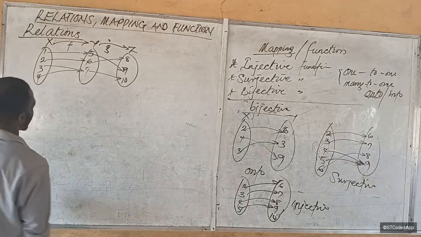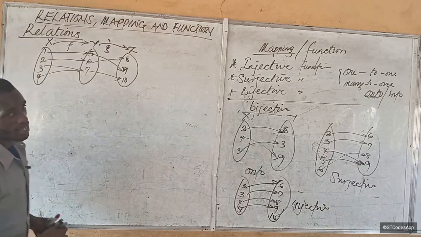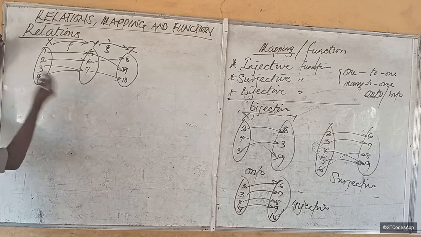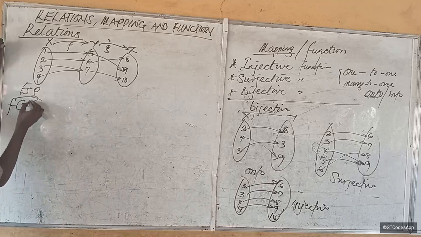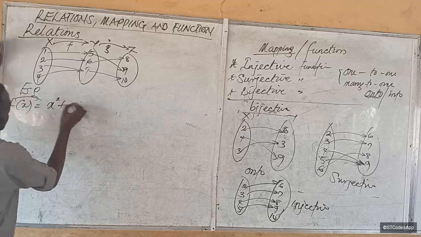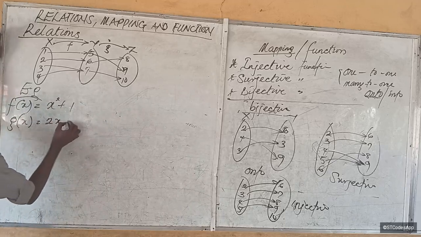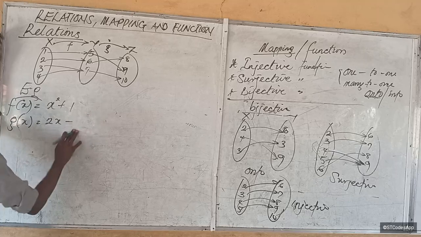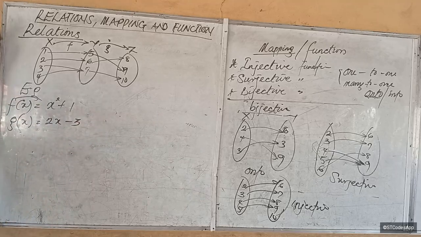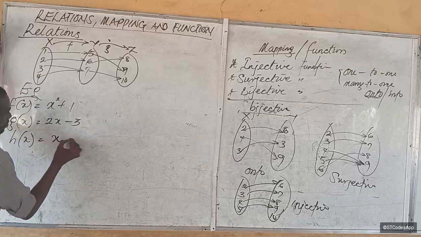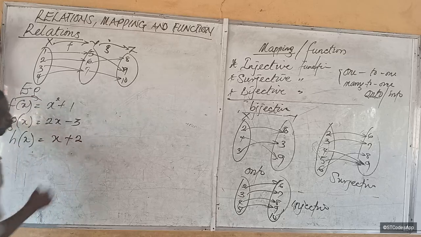Okay, so what did I say? The examples of composite function that you're likely to see. So you see something like this: a particular function f of x is equal to x squared plus 1, and g of x is 2x minus 3. Let's use a good number. And let's say maybe h of x is given as x plus 2, for example.